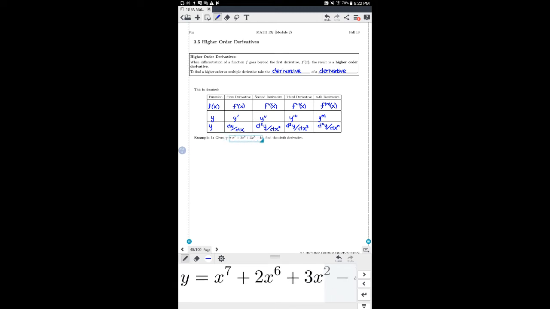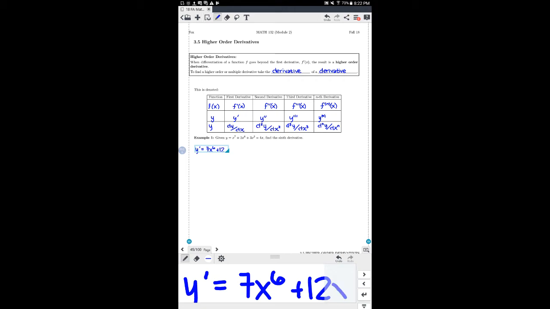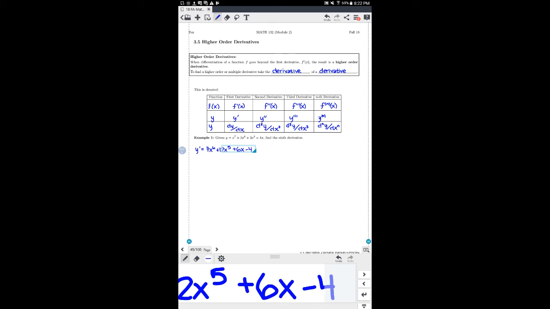So the hardest part is remembering to label your functions. Finding the derivatives is not too bad. So let's take the 6th derivative of this function here. So we're going to start by taking the first derivative, which is 7x to the 6th plus 12x to the 5th plus 6x minus 4. Taking that first derivative like we've done before.